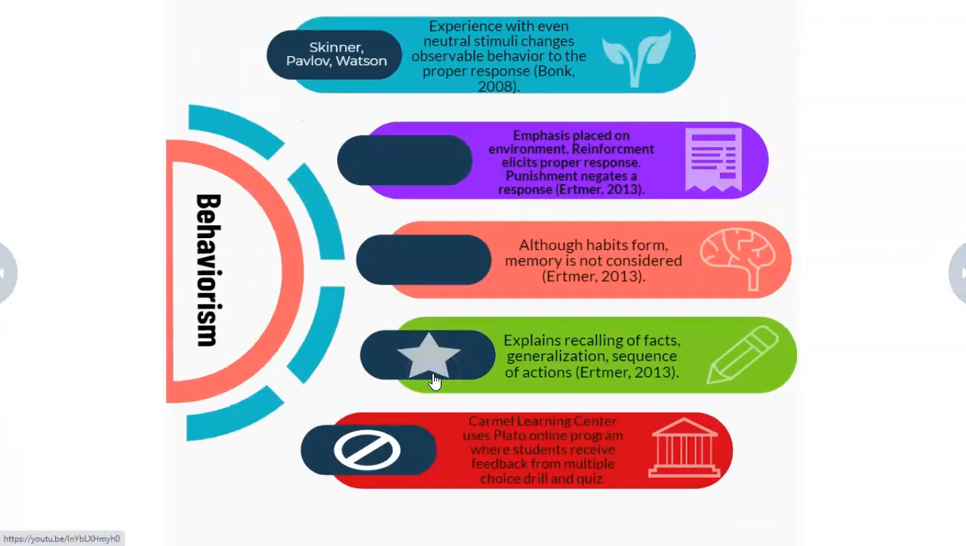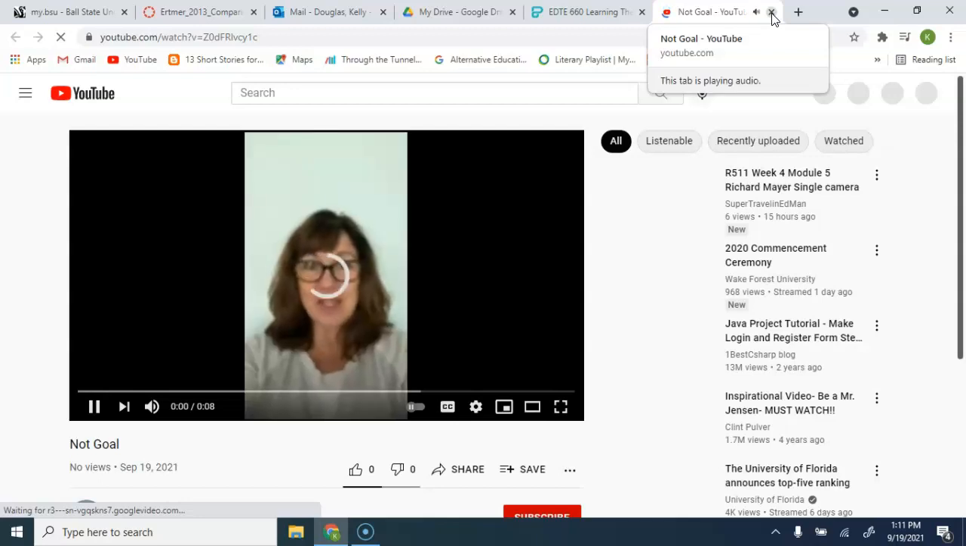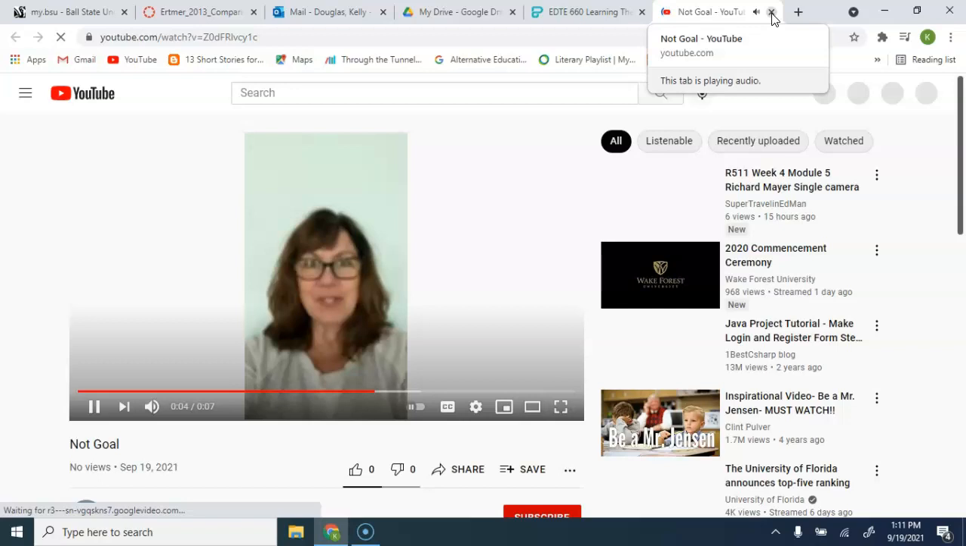The Carmel Learning Center, to be consistent with behaviorism, can continue to use its Plato online learning program, where students receive feedback from multiple choice, drill, and quiz. This icon shows an inconsistency. Not a goal of situated cognition or constructivism.